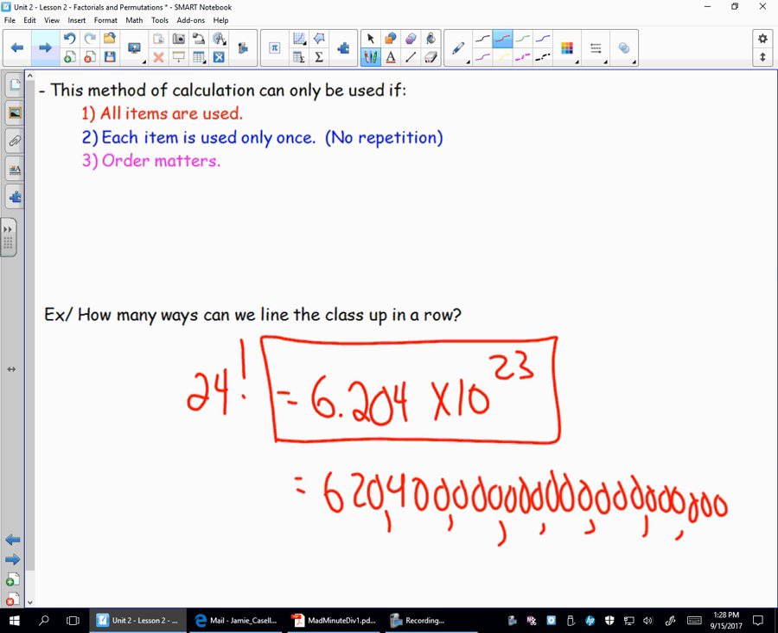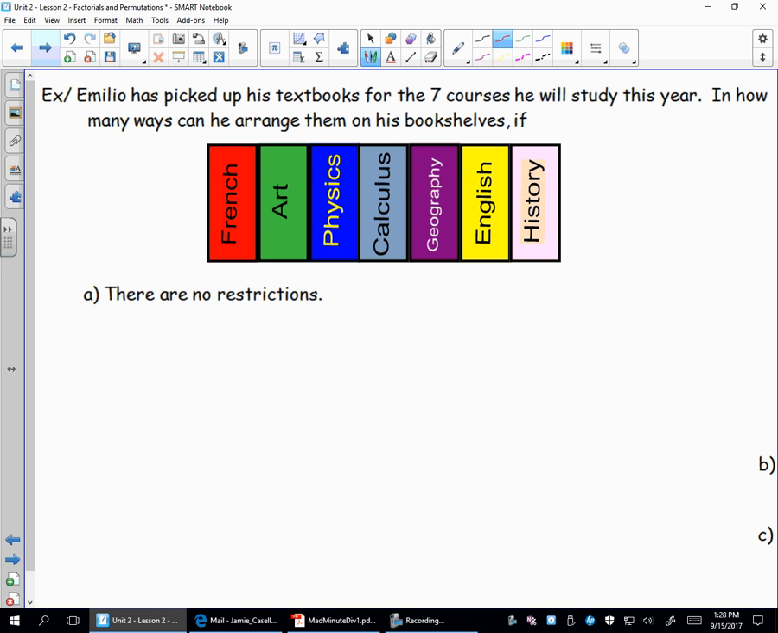Okay, so let's look at some examples where we can use this. We've got Emilio. He's going to university next year. He has to go buy his books for all his classes. He's got 7 different classes. I want to know how many different ways he can arrange them on his bookshelves, if we have some conditions here. There are no restrictions. In other words, he can put them in whatever order he wants to.